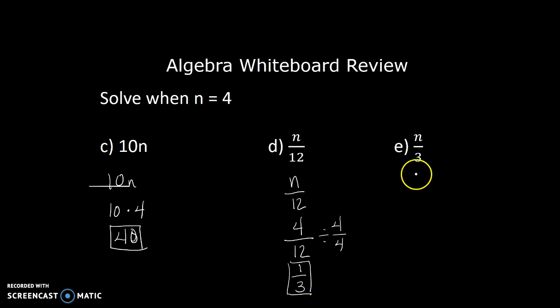Okay, letter E, n divided by 3, so 4 divided by 3. And check this out. We have an improper fraction this time, don't we? This is going to be a little review from 5th grade. 4 divided by 3 is 3 over 3 plus 1 over 3, which equals, of course, that 3 over 3 is just 1, right? 1 1/3.